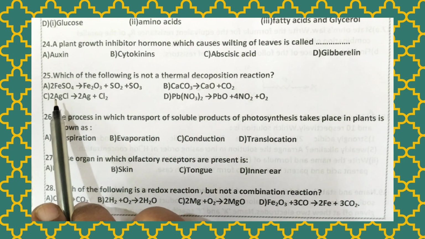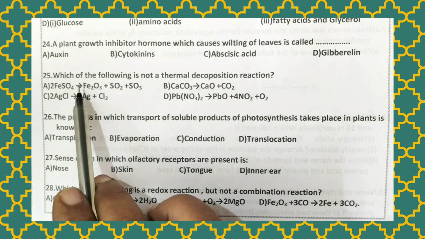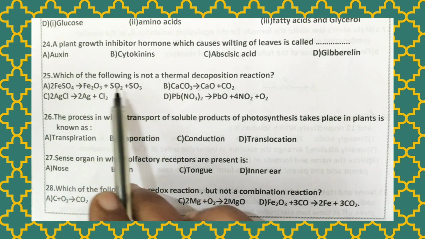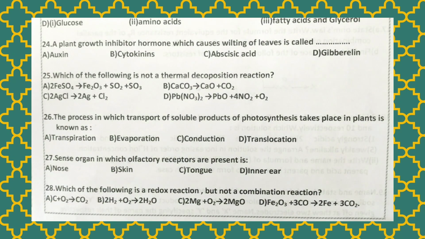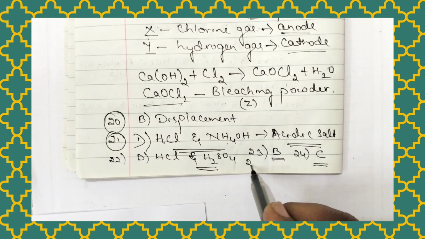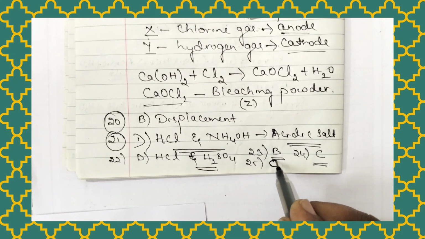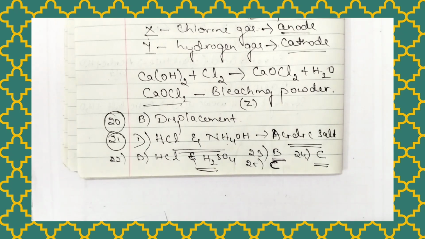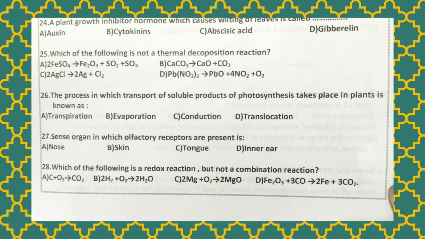But when silver chloride is exposed to light, A, B and D are thermal and C is a photolytic decomposition reaction. So for the 25th, the right answer is option C, because C is a photolytic decomposition reaction. Next let us move to the 26th question.